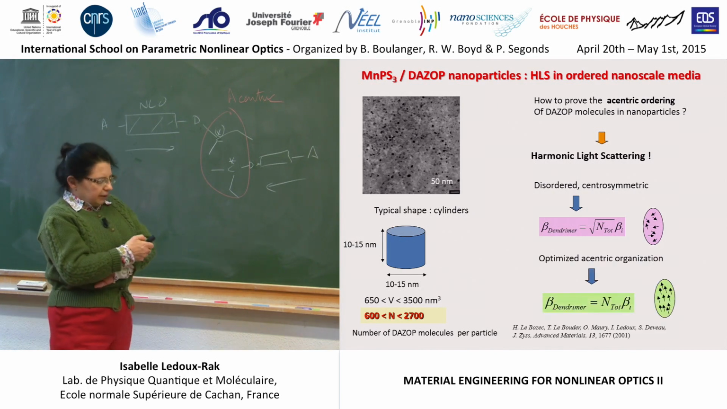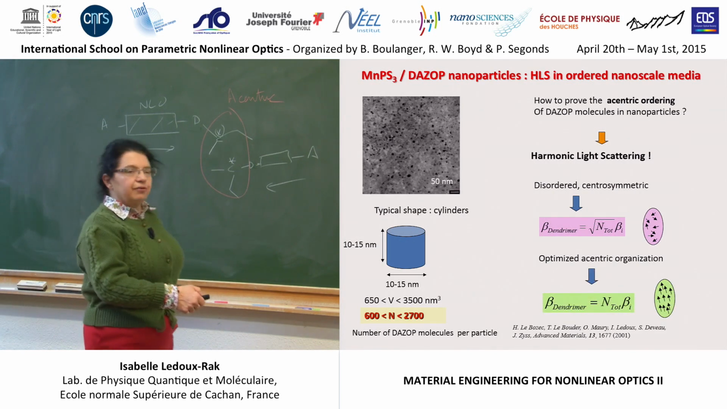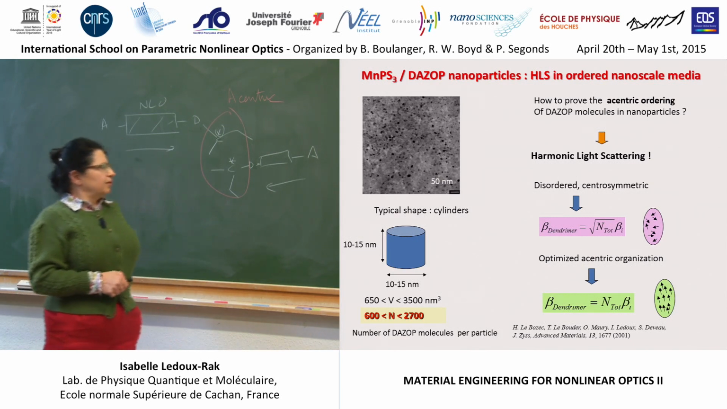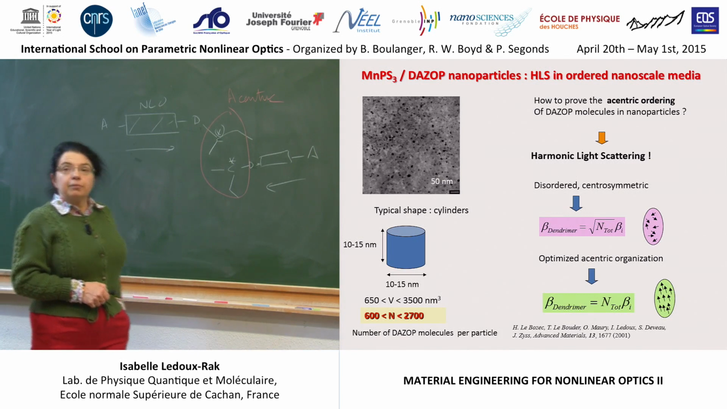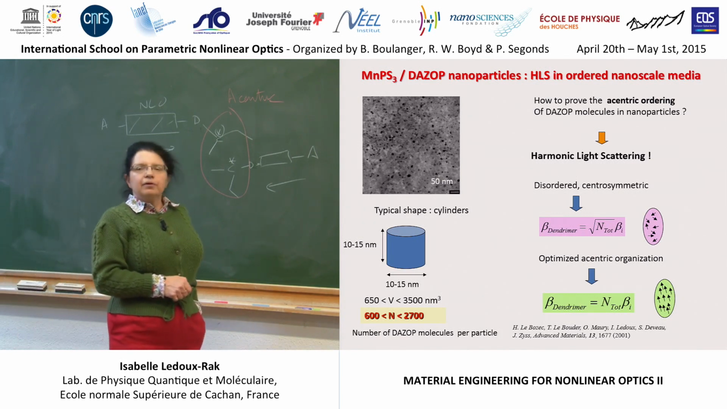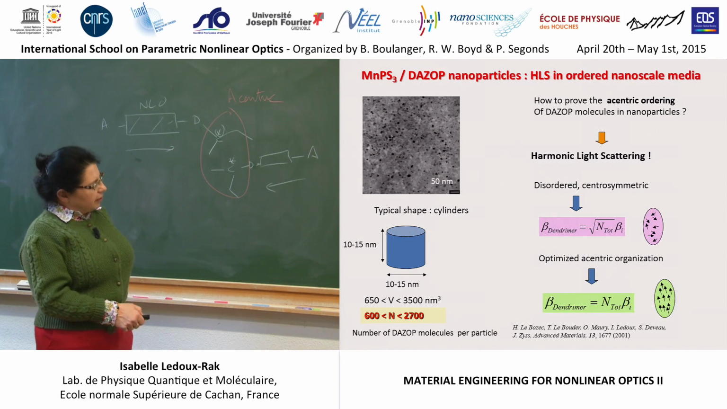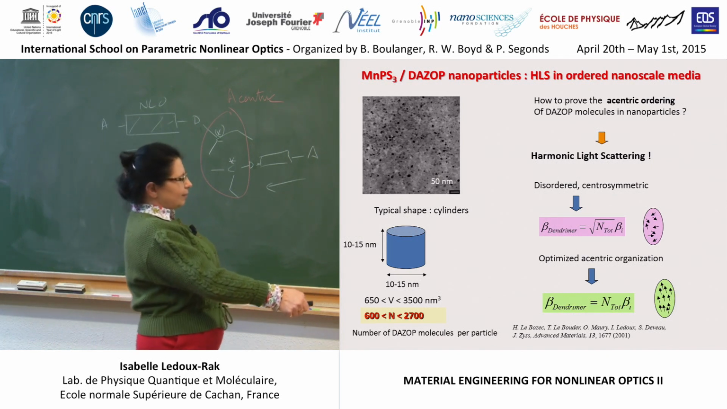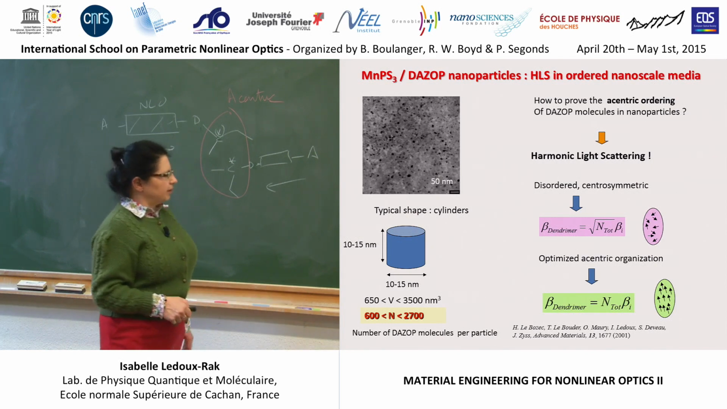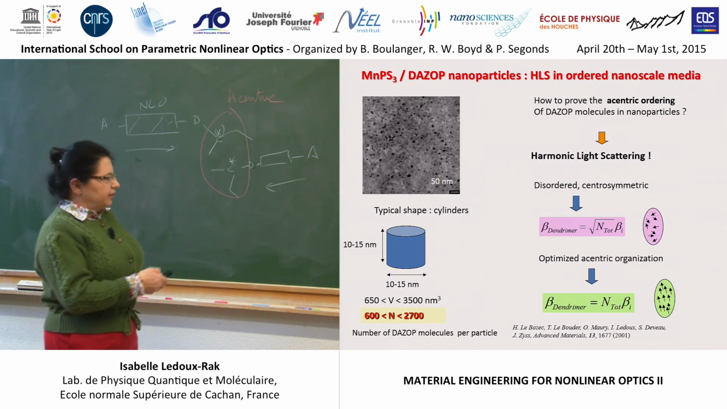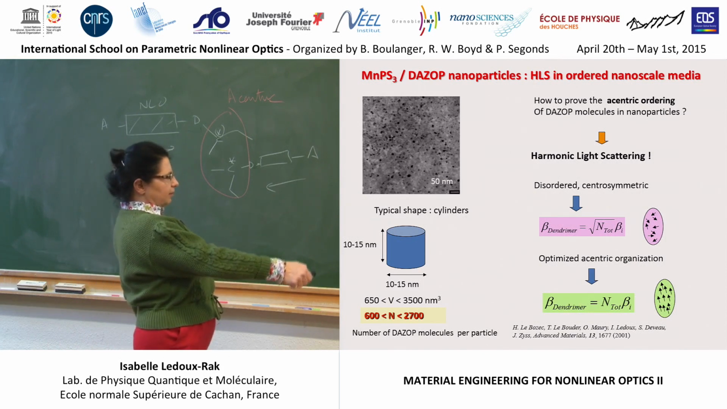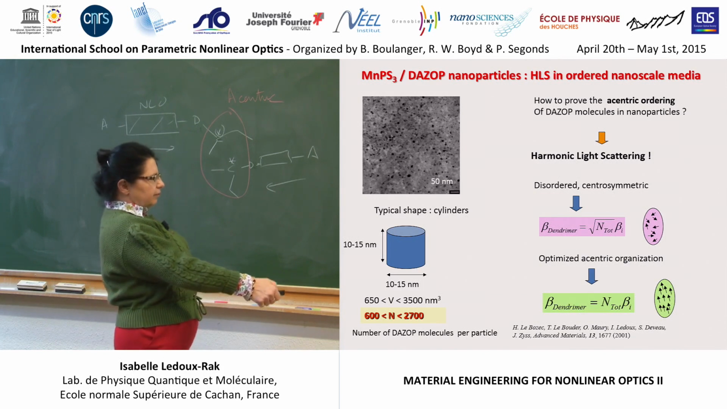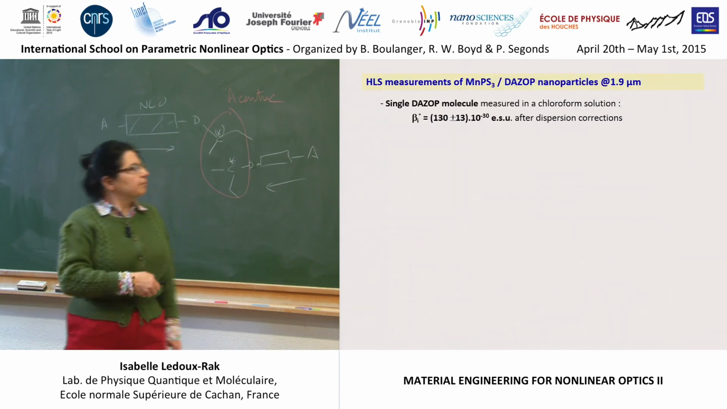On the contrary, if you have optimized acentric organization, we can consider that the beta value of this supramolecular object is the vectorial sum of all individual molecules, and then beta is really proportional to the number of molecules in the object. So harmonic scattering will provide us beta values, and then from this beta value we will deduce the total number of molecules.